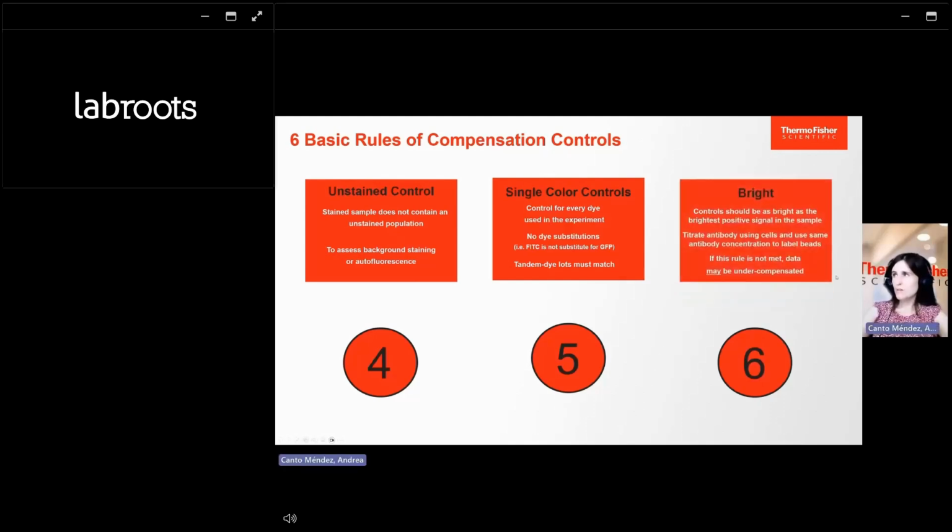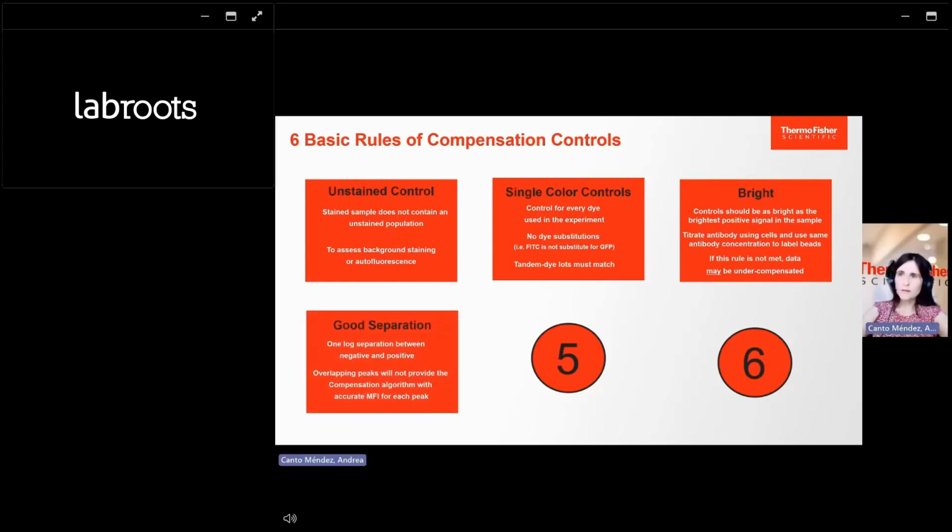The third rule is that the compensation controls have to be bright, at least as bright as the brightest positive signal in your sample. It is always best practice to titrate your antibodies using the cells that are going to be used in the experiment, so then you can use the same amount of antibody to label your compensation beads. If this brightness rule is not met, then your data might be undercompensated.